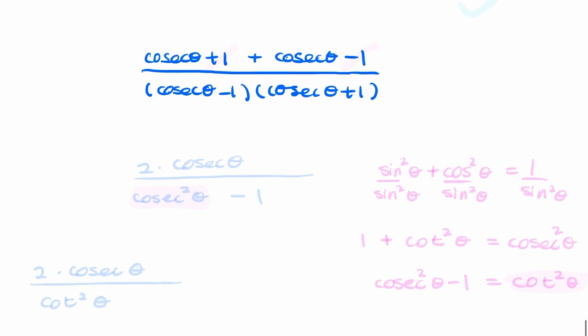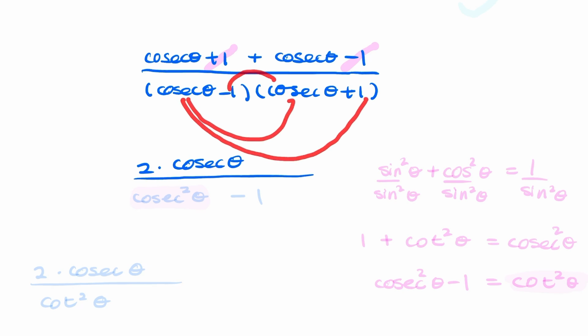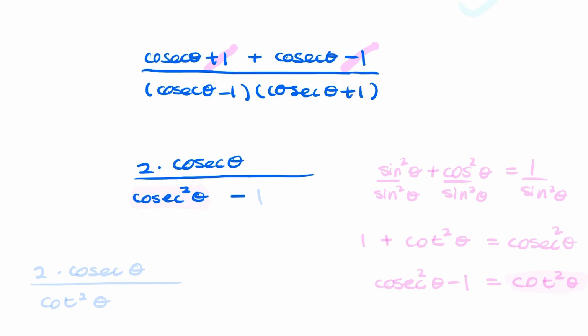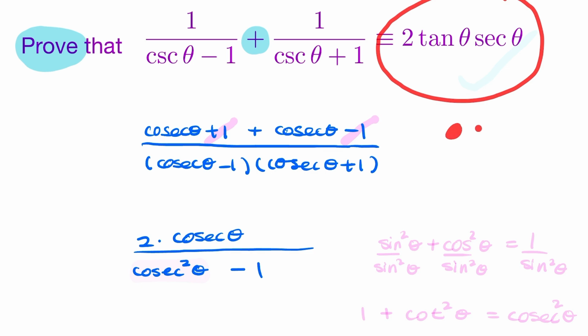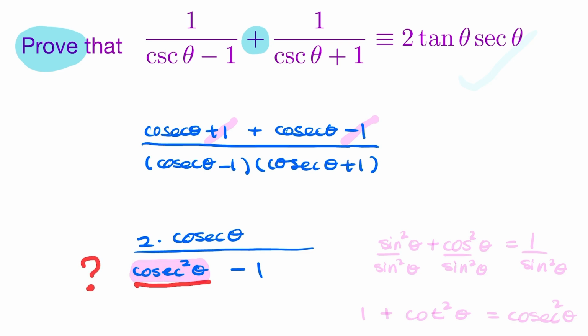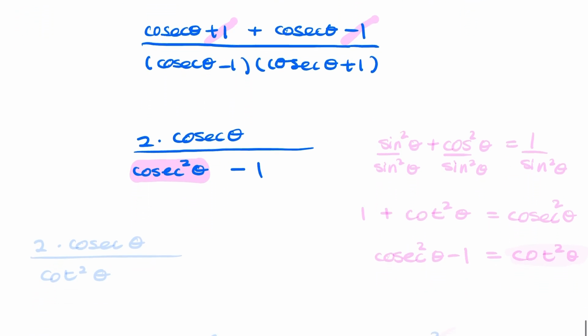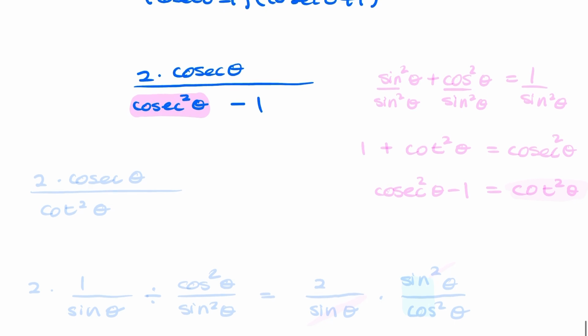So now you'll see that this positive cancels with the negative, and we have 2 times cosecant theta divided by, you'll notice that this gives you the difference of two squares, so cosecant squared theta minus 1. And that looks nothing like the expression on the right. So remember, where have we seen cosecant squared before? You will remember there is an identity that we can manipulate.